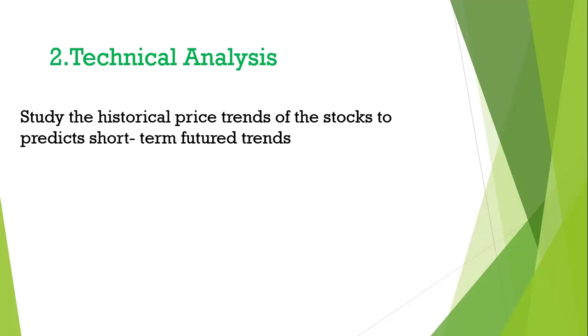So it's a study of historical price trend of the stocks to predict short-term future trends. Okay, so it just happens within a day or within a week. So you're only looking at the chart, you're only looking at the trend. So for example, people who catch swing, right? They catch the difference between the previous price, the current price and the future price.